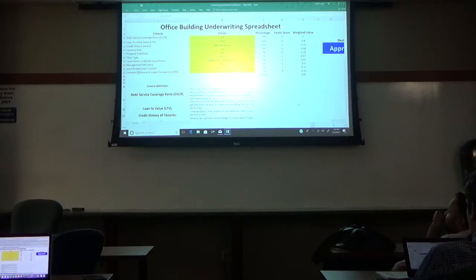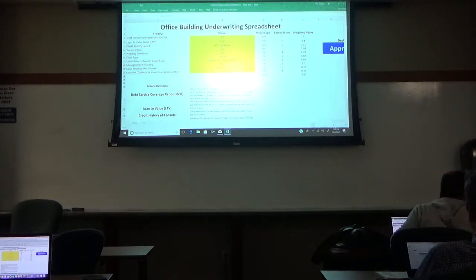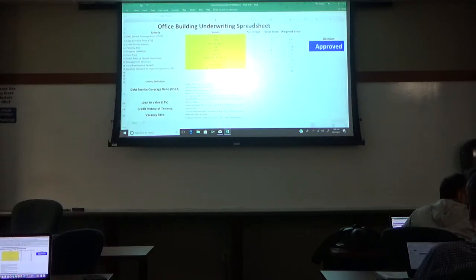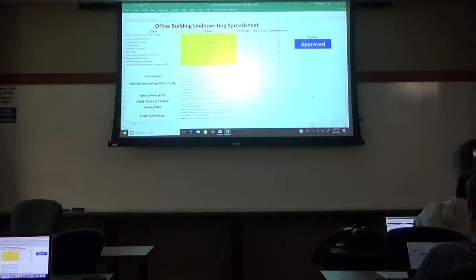strictly for office, so you didn't get to choose. So we picked 10 different criteria, which after a little bit of research we found for office underwriting is kind of what lenders would look at. The top two being debt service coverage ratio and loan to value, and those are weighted the heaviest.